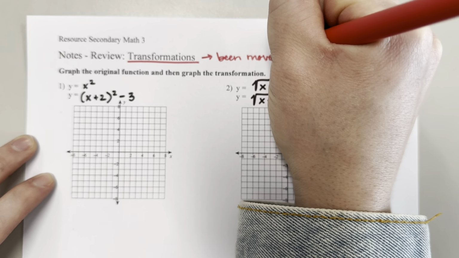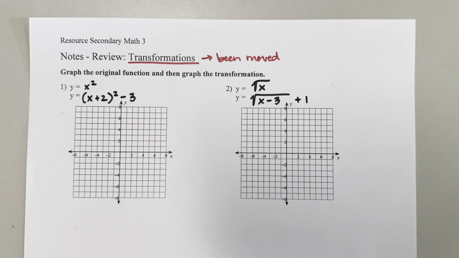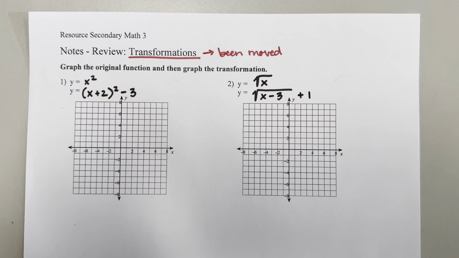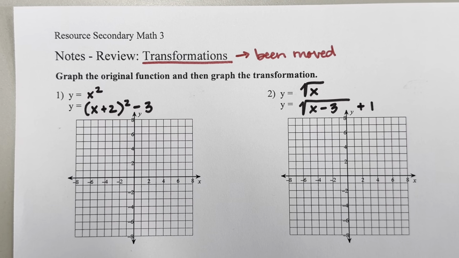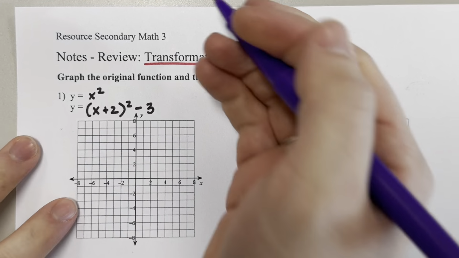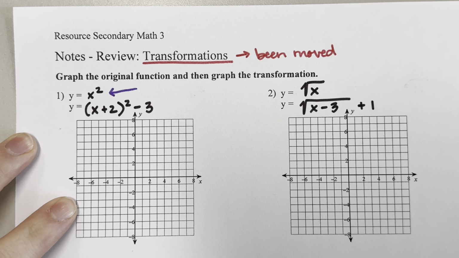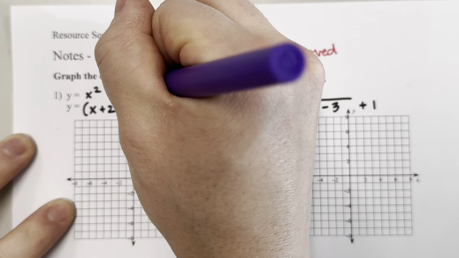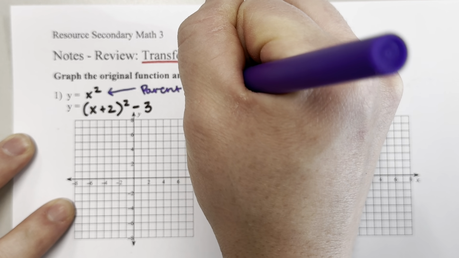Okay, the original parent function has been moved somehow. So that's really all we're talking about. We have these original parent functions. So in fact, let's go ahead and just go straight to number 1. Zoom in just a little bit. Looking at number 1, we have our original parent function here. So this y equals x squared, that's what we call our parent function. Think of it as the original.